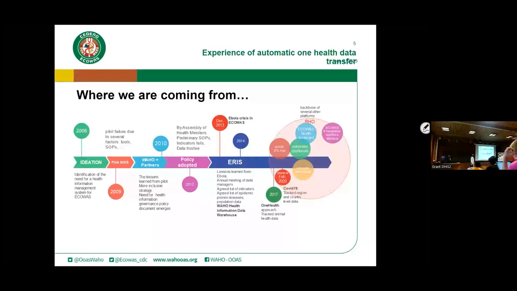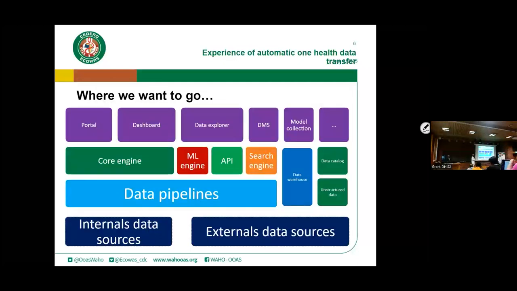And over time, we learned and we took all these lessons and we finally adopted DHIS2 as a platform for the regional data warehouse in 2014. And since 2014, we've been building on this platform, even building things like public dashboards, towards our internal objective of having a regional health observatory for the ECOWAS region. So this is where we want to go.